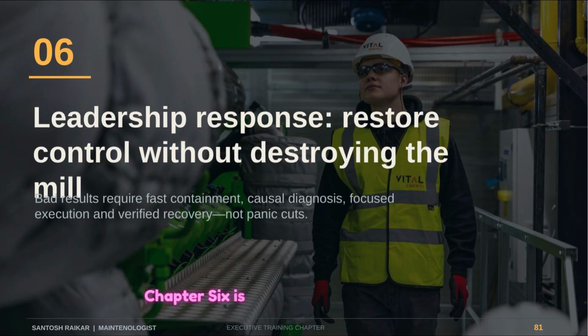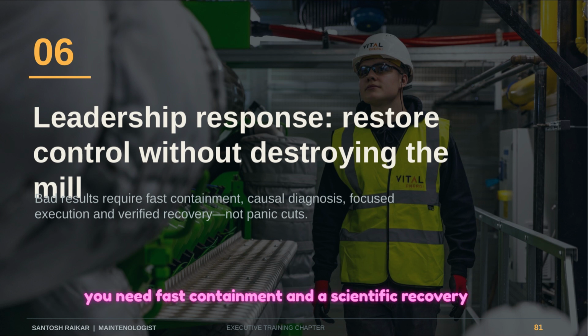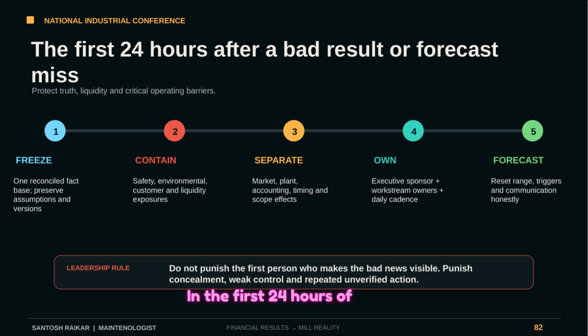Finally, Chapter 6 is about leadership response. When results are bad, you need fast containment and a scientific recovery plan, not panic-driven cuts. In the first 24 hours of a miss, freeze your facts and contain your exposures. Most importantly, don't punish the person who makes the bad news visible. Punish the person who tries to conceal it.